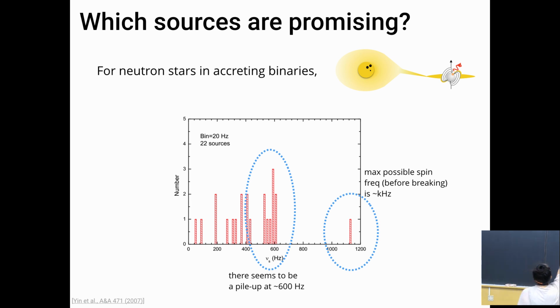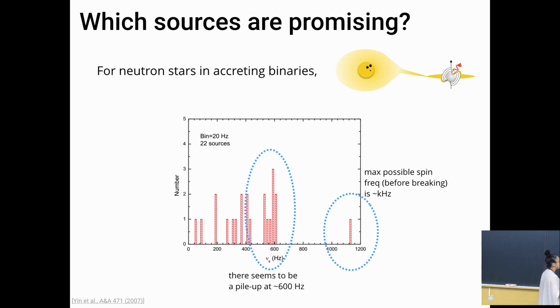And there is one that does, right? There is one that seems to be spinning at around a kilohertz. But there also seems to be the pile up at 600 hertz, right? This is also a small number, so small number statistics. But if you look at it, there seem to be a lot of neutron stars that are accreting material that should be able to be spun up to 1,000 hertz, and yet they're all kind of piling up and stopping at around 600 hertz. They don't seem to be spinning up any more than that.